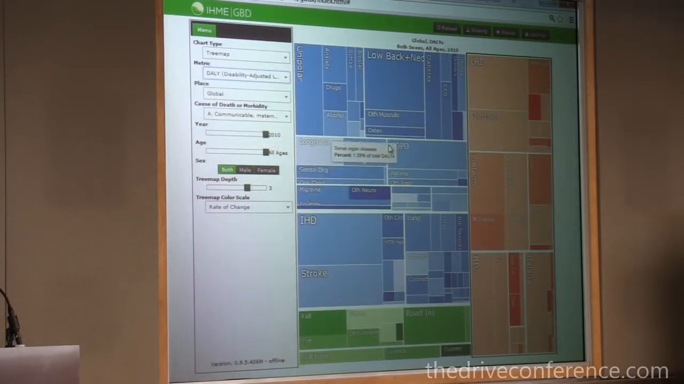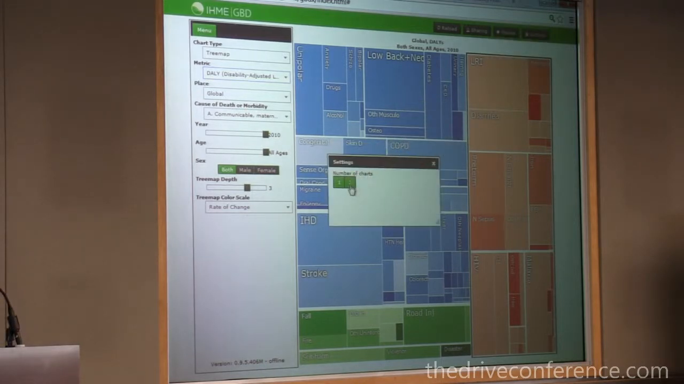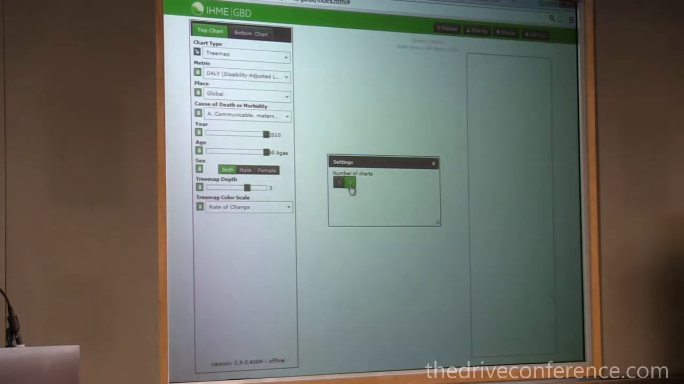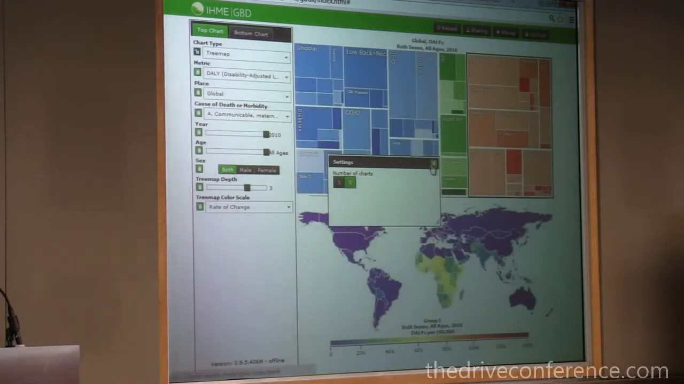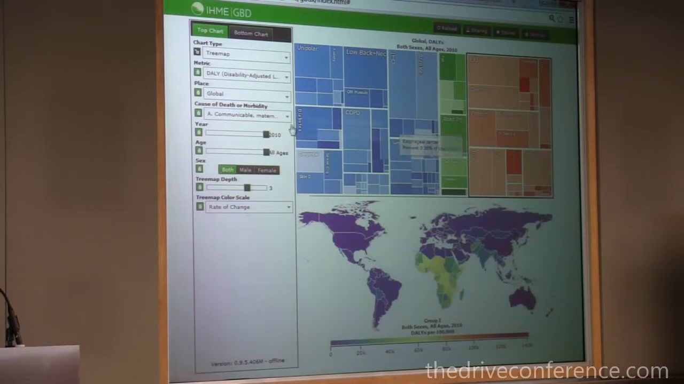So one view is to just look at the overall cause pattern. But then we said, well, we want to look at geographic patterns as well. So we added a chart type here. And now we can look at the tree map. We're still at global. We're looking at DALYs 2010 all ages. At the bottom now, we have a global map that shows the DALY rates per 100,000 population for a given cause.